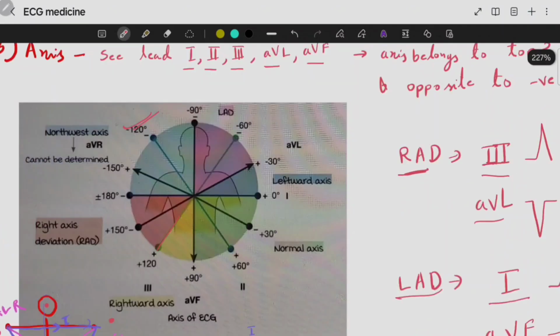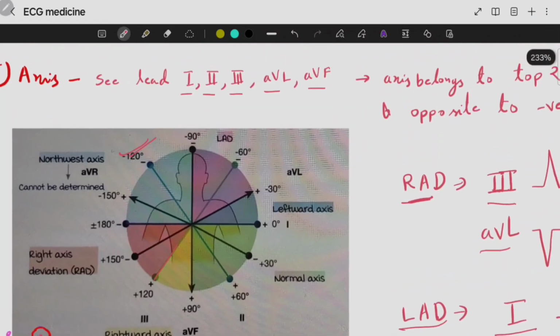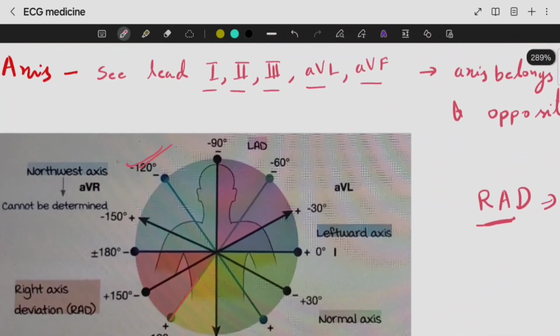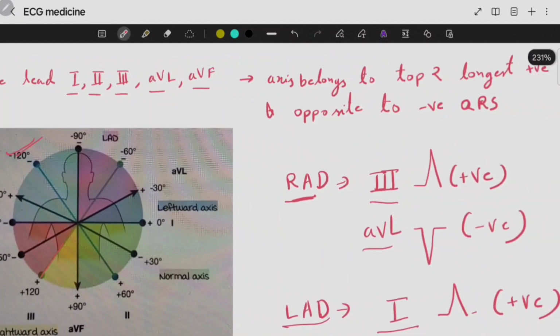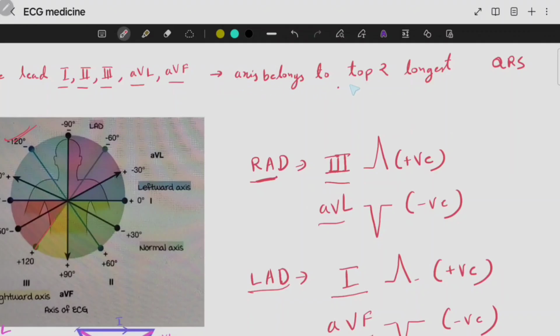Okay. So to diagnose the axis, you have to see only 5 leads. What are the leads? Leads 1, 2, 3, aVL and aVF. Okay. And keep in mind that the axis belongs to the top 2 longest QRS complexes. Okay. Let's see in the ECG.